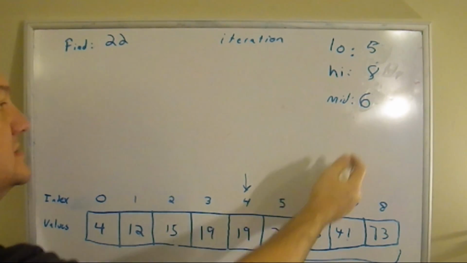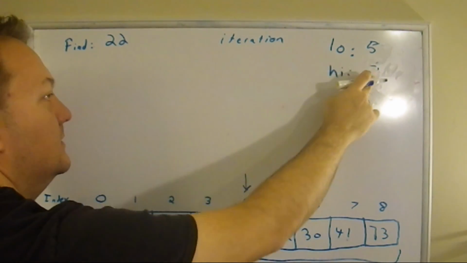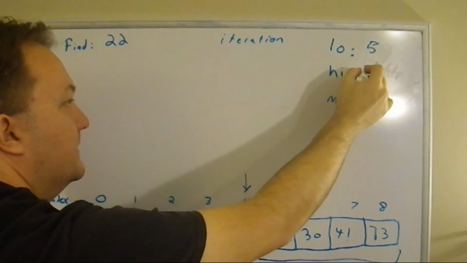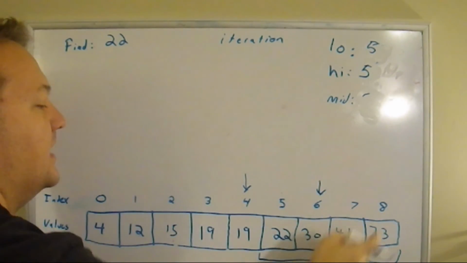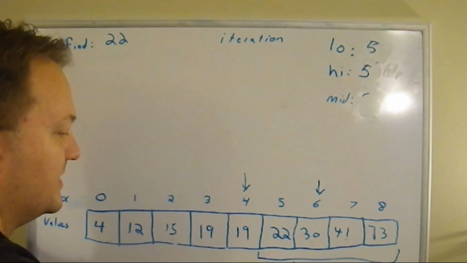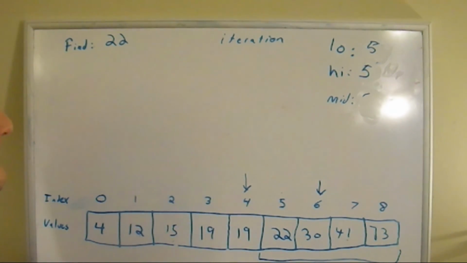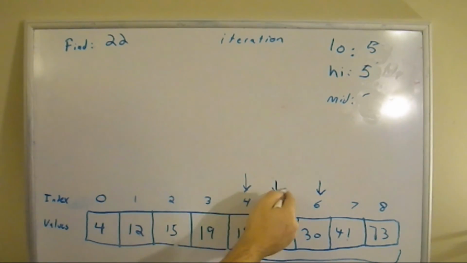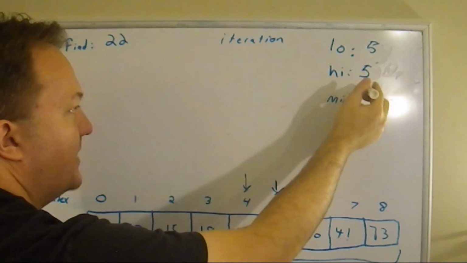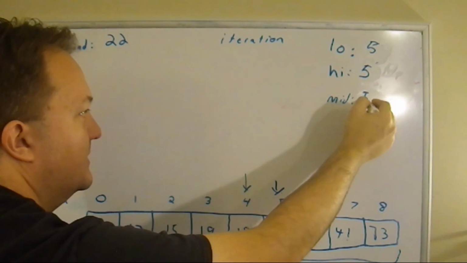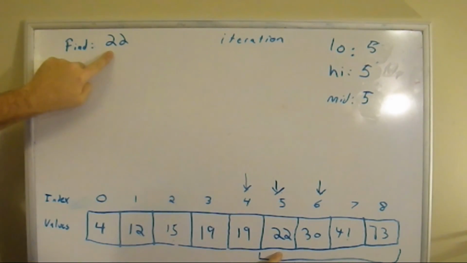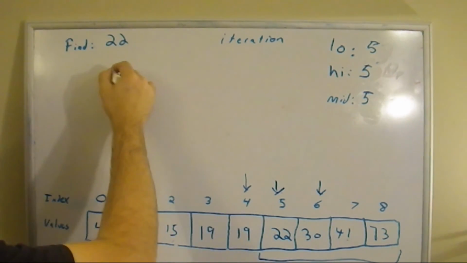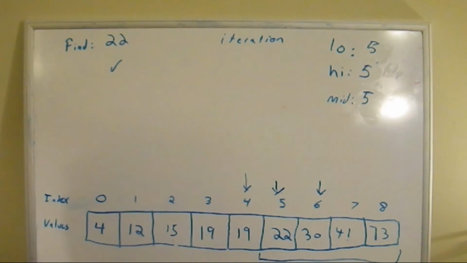So I'm going to change my high point now to 5. So my low point and my high point is now 5, and my search area is this last piece. I'm going to search my midpoint between 5 and 5, which is 5, and say, does this value equal 22? It does, and I've found my item.